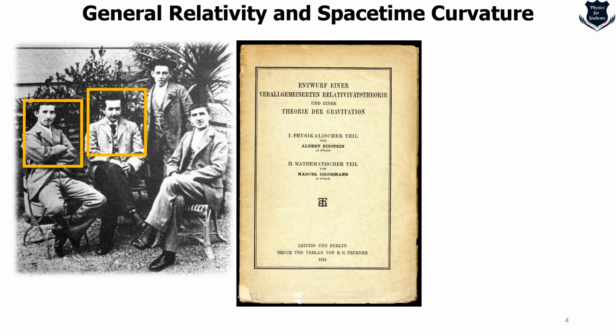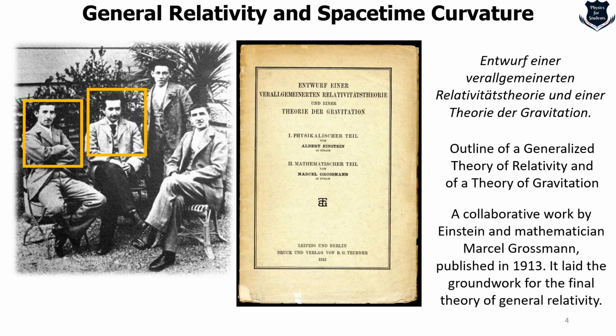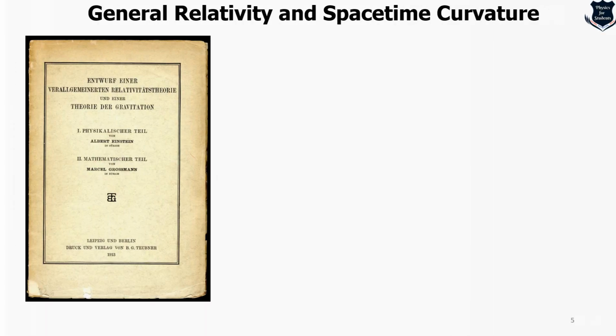Einstein and Grossmann's 1913 paper, in English translation, is titled Outline of a General Theory of Relativity and a Theory of Gravitation. This is commonly referred to as the Entwurf paper, a key step in the development of general relativity. Although it was an intermediate formulation that was later revised, it introduced crucial ideas that shaped Einstein's final 1915 theory.